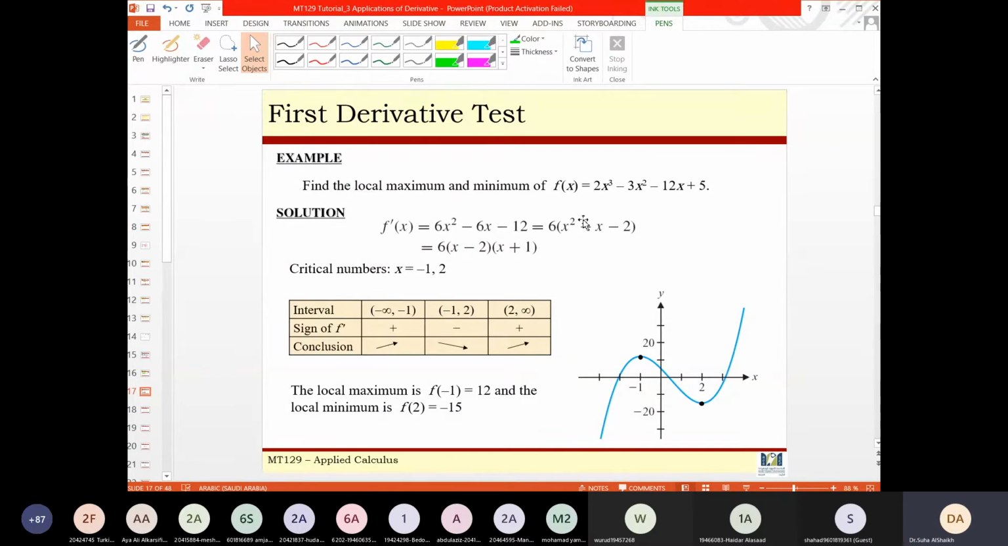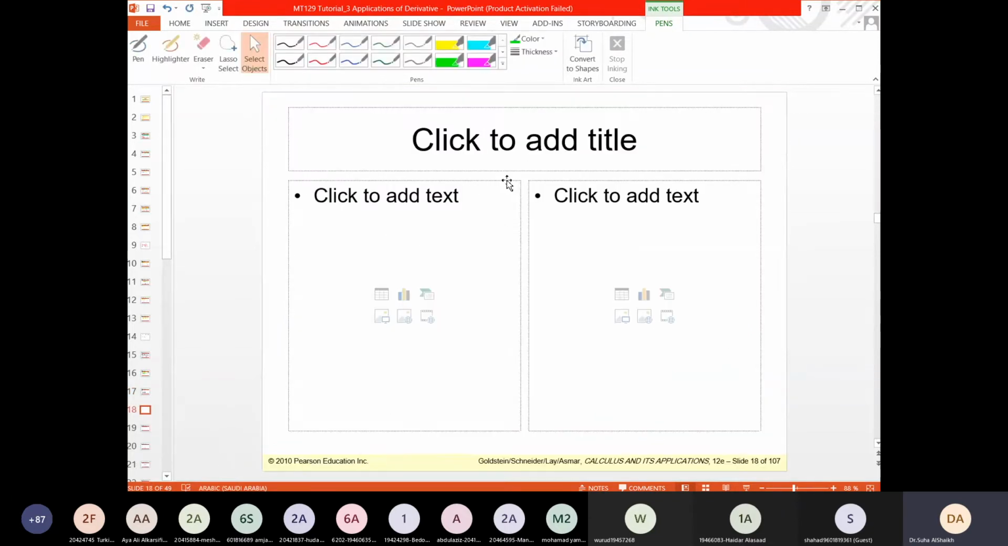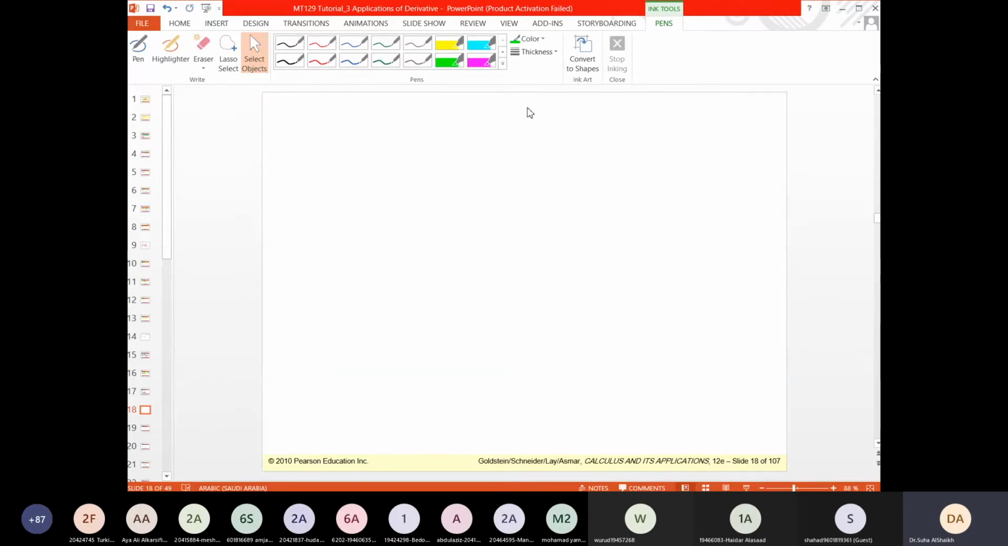We need to solve an example here. The question says, find the local maximum and minimum points of this function. We will apply the first derivative test. Let's do it. So they want me to find the local maximum and minimum points. If I'm talking about local maximum and minimum, I have to think about f dash of x. So the first step, we find f dash of x of the function. We differentiate the function.